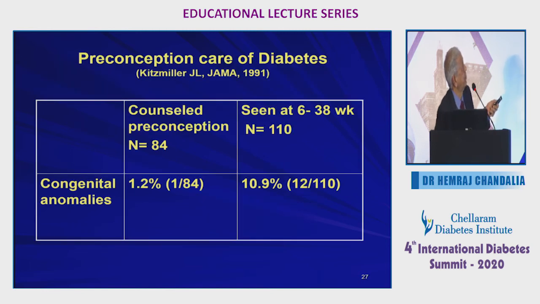If you do the pre-pregnancy counseling, preconception counseling, versus those which are seen straight at 6 to 38 weeks of pregnancy, the congenital anomalies can be reduced considerably. This is a very famous paper from East Germany. It's a very interesting paper when it came, and it was hailed as a very important one. You see that you can reduce the congenital anomalies in diabetic pregnancy, bringing them down to a non-diabetic range. This is not the diabetic range of congenital malformations.